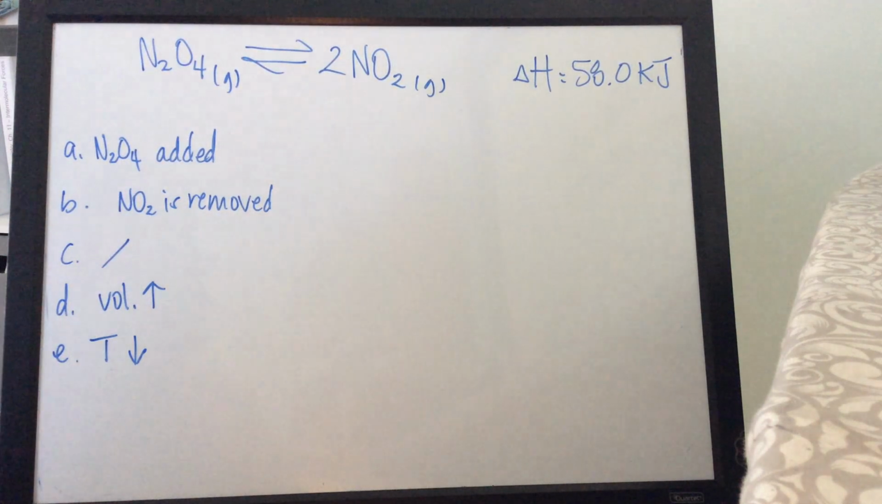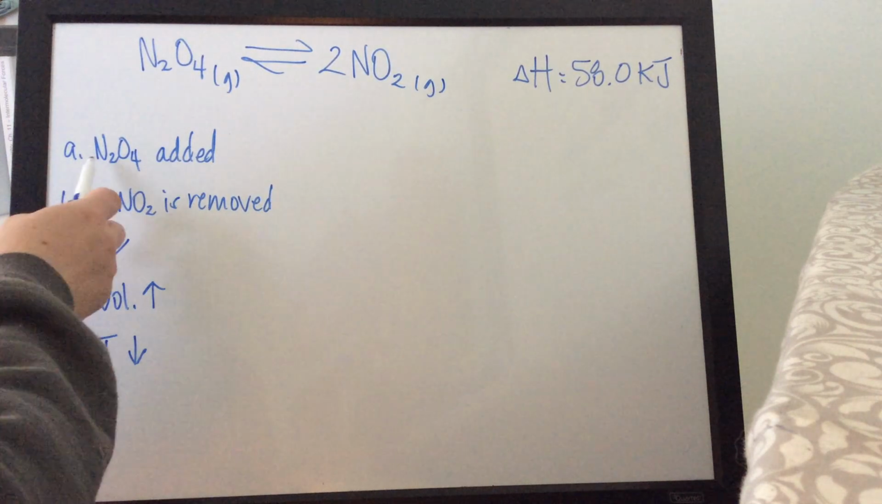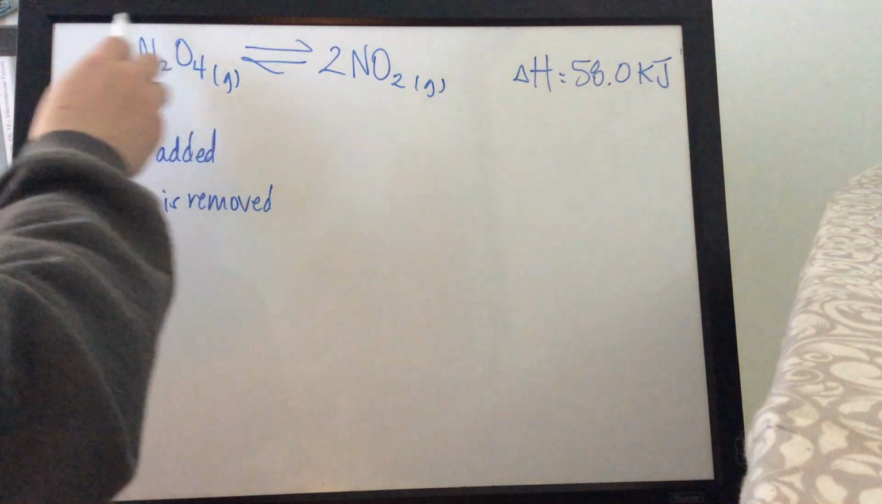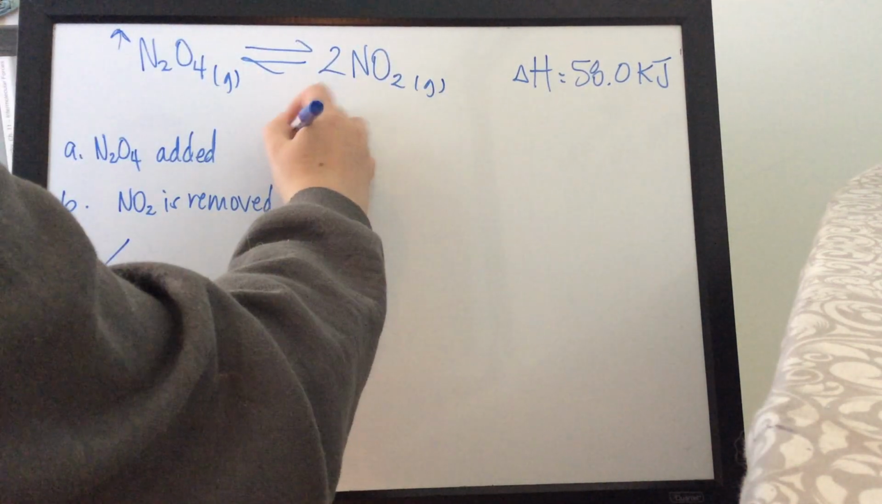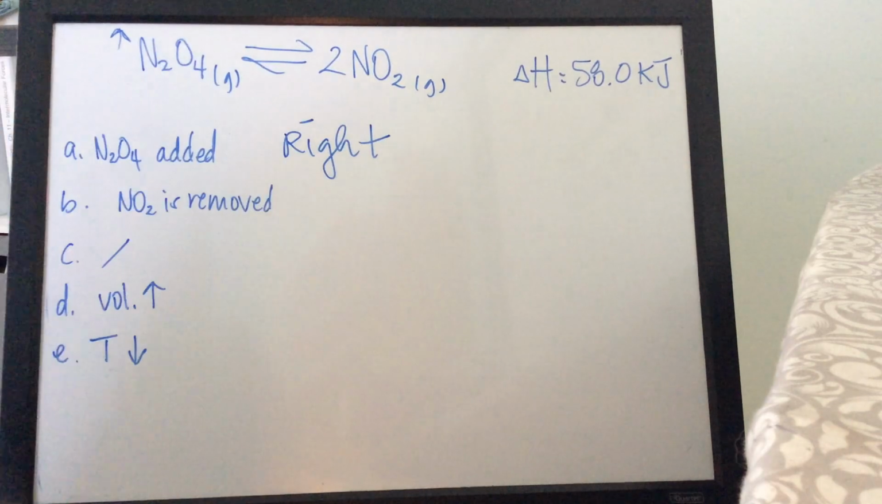All right, so we actually cover all of these here that we've talked about so far. We're covering changing concentration, changing volume, and thus changing pressure, and then temperature. So, okay, if N2O4 is added, so if I have extra N2O4, equilibrium will be disrupted. I need to use it up, so it's going to shift to the right. So the answer for part A would be that it shifts to the right.